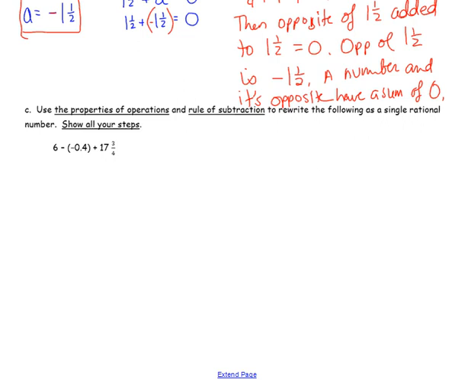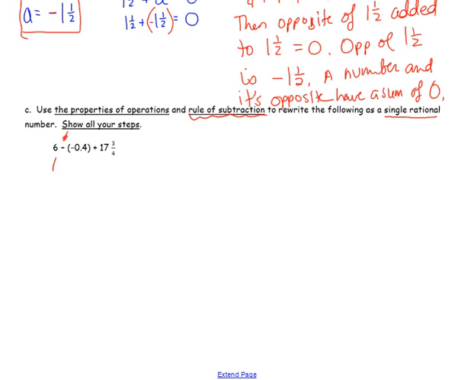Use the properties of operations and the rule of subtraction to rewrite the following as a single rational number. Show all of your steps. When they want a single rational number, that just means find the answer. The first thing that I want to do is rewrite this subtraction using the rule of subtraction. And that is, subtraction means add the opposite.